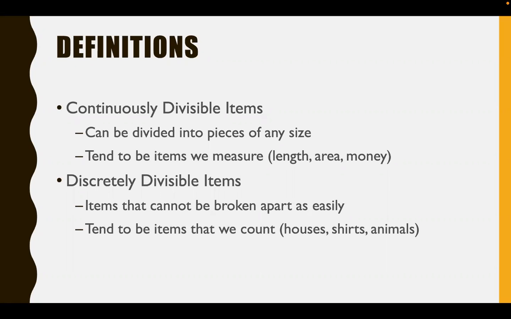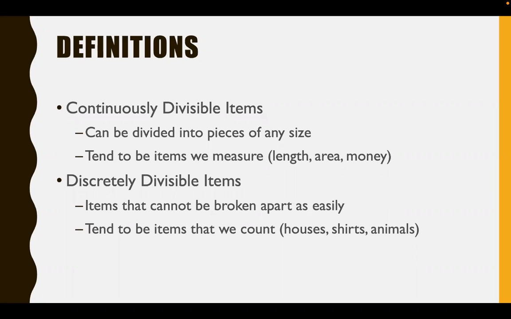So these are items that we can count. So a house, a shirt, a dog. Can you imagine 2 people saying, we both want that dog, let's just cut it down the middle? That is not okay. Do not ever think that that is okay, right? These are things that we can't just cut in half and have the same thing.